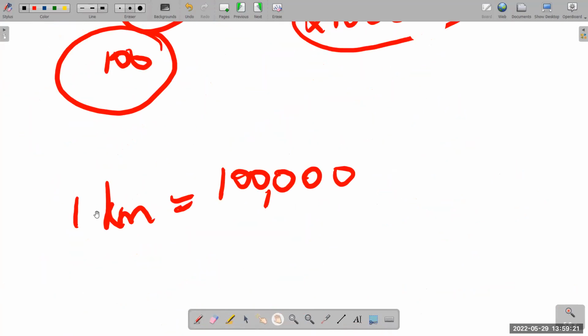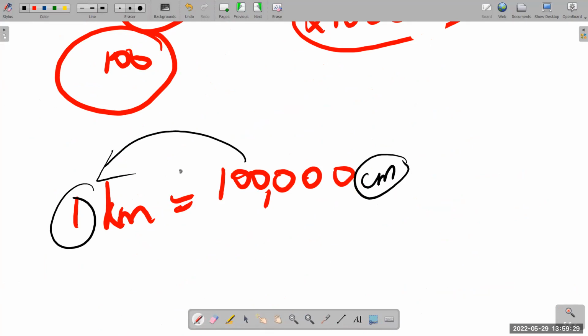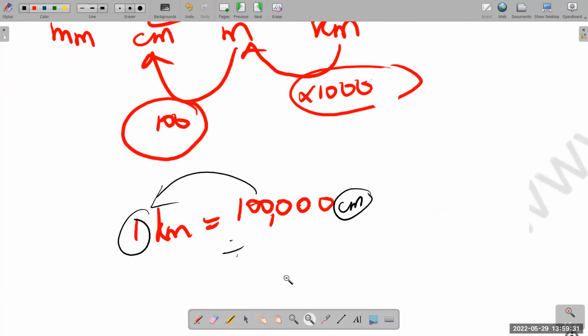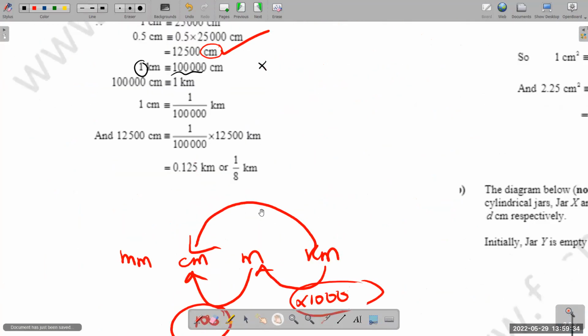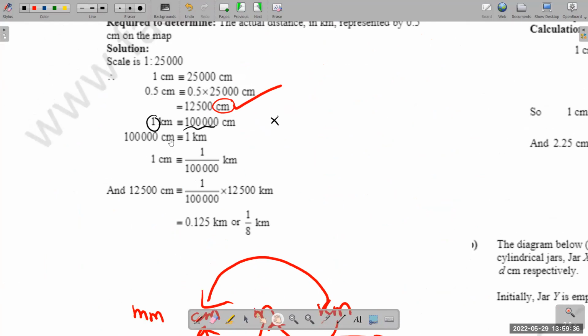Once you get your units, which is 1 km is equal to this many cm, you look at who you're moving from, who to who. If you're moving from cm to km, you know you're getting smaller in value, so you divide. I hope I'm making sense and I hope I'm making it clear what to do and how to do it. So that's what they did here.